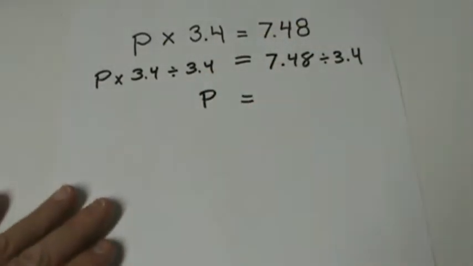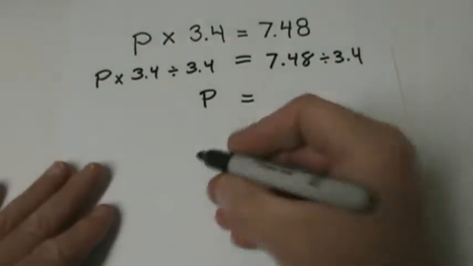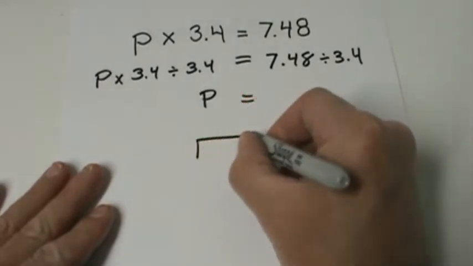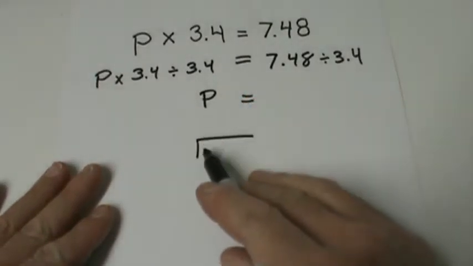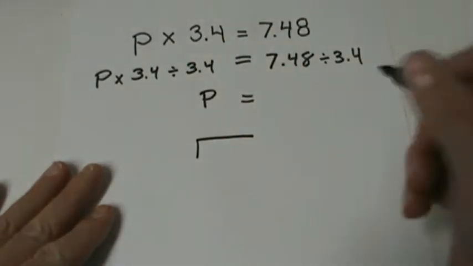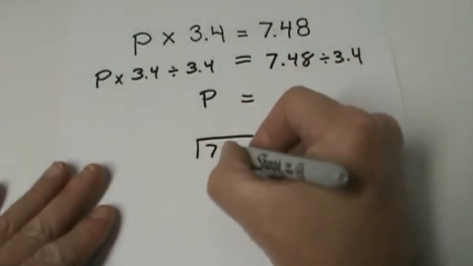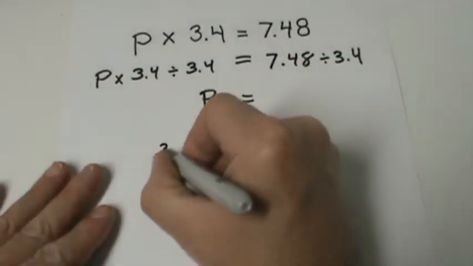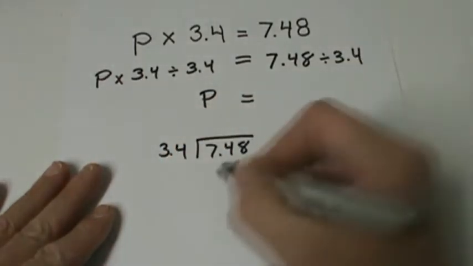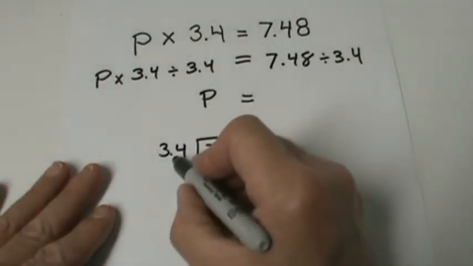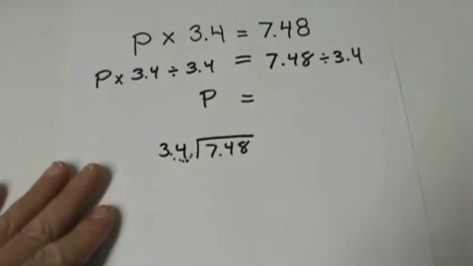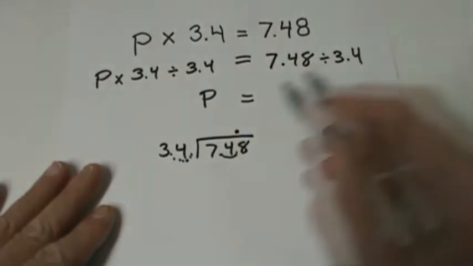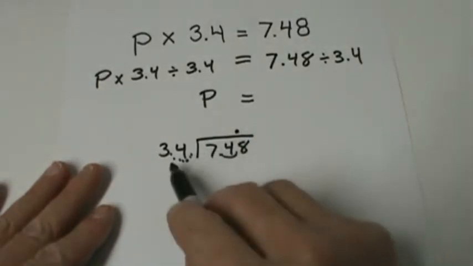Now at this point you can use a calculator, but because we have a test coming up, we're going to want to do it longhand. So here's what we would do. We would set up our division problem, because division is the opposite or inverse of multiplication, and we're going to take 7 4800ths and divide it by 3 4/10. Now remember, we have to move the decimal point over one place here, so we're going to move it over one place here and then put it up in our quotient. Now we can divide as we normally do.